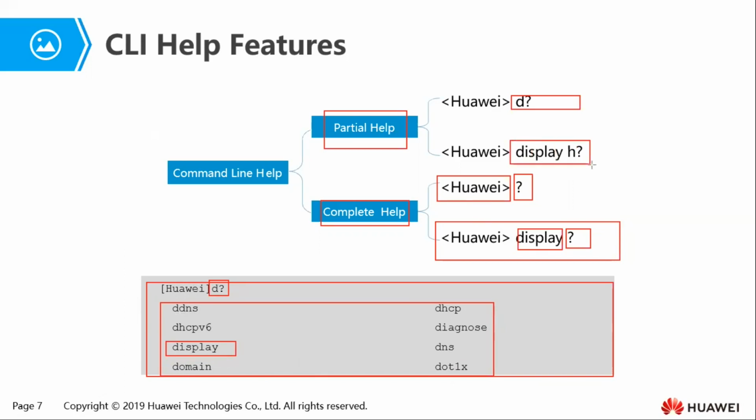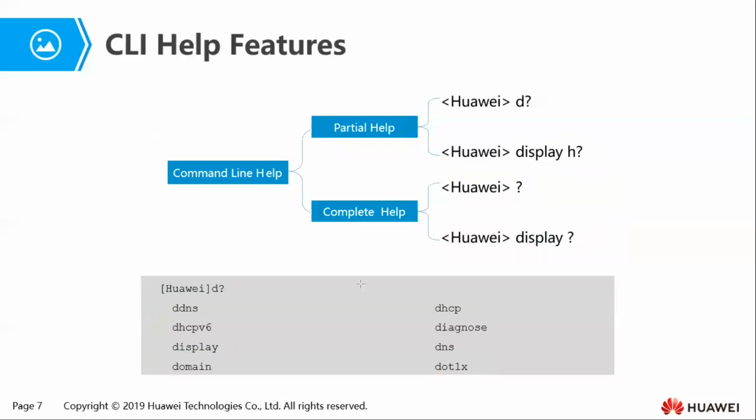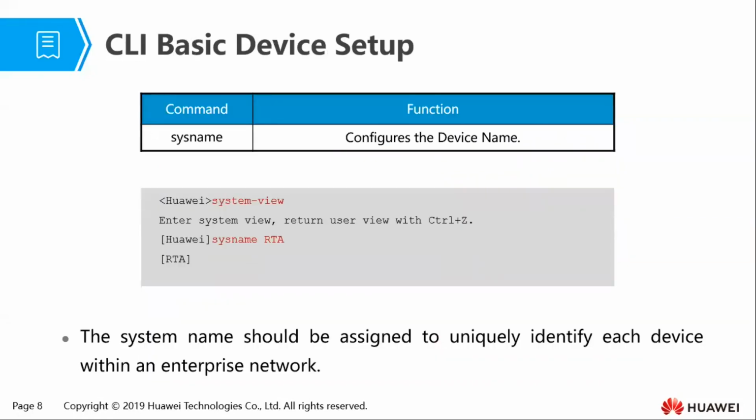Under partial help again, you can use this kind of partial help. For example, display then H question mark. So you really want to display all the commands under display that begin with a H. So those are the two types of help features that are provided by VRP on the command line interface.